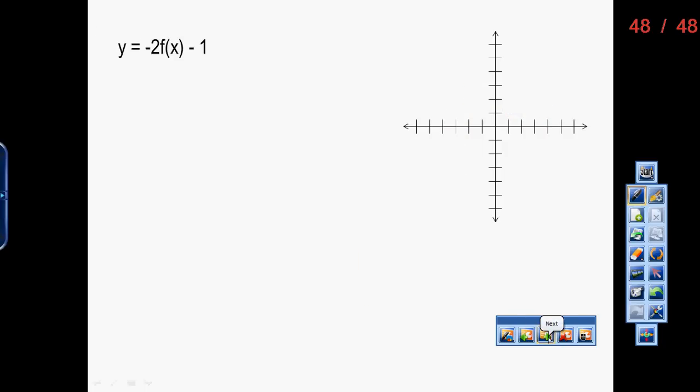So what's going on here? With this one, it's like we're multiplying it by a -2, and then we're going to subtract 1 from that. So what do we think is going to happen here? Okay, that -2 we dealt with before, and we saw that it did what? Okay, we saw that it did a dilation, and then what did the 1 do?